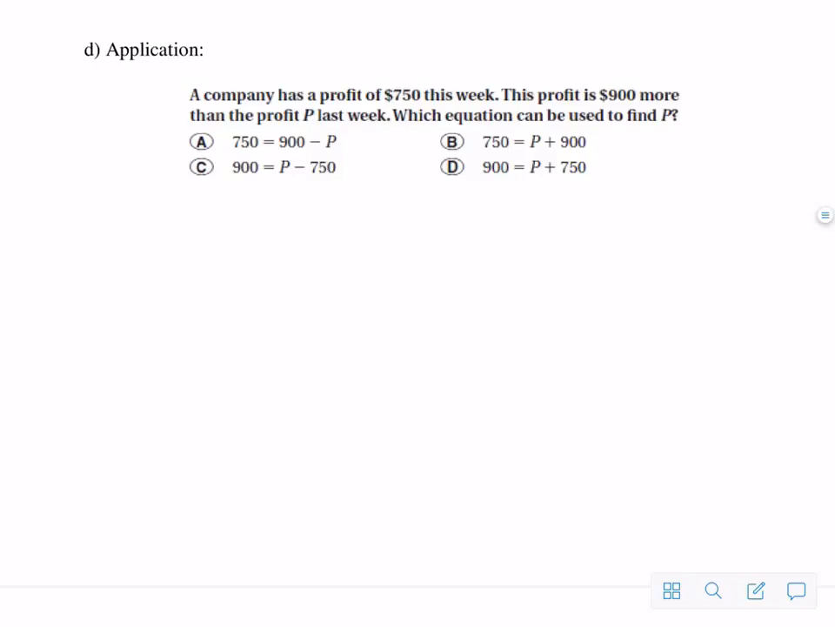So there's a few key things that you want to point out when you're working with a word problem, and it's the key words that mean things in math, like we did earlier in class. We talked about what words translate to math. So what stands out to me right off the bat are things like more than. And what does more than mean? Well, that means addition. So $900 more than the profit last week.